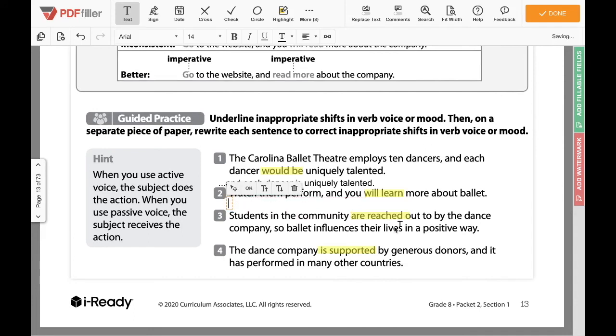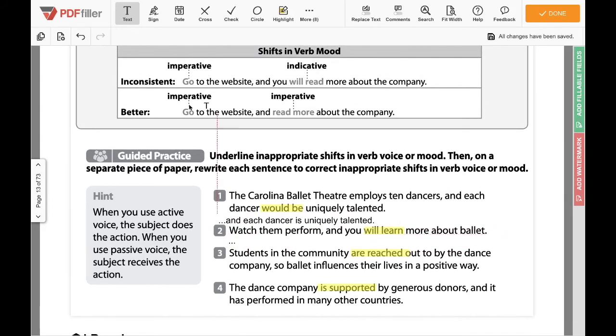So same thing with the last one. Watch them perform. We're not going to rewrite it, sorry, because that part's fine. Watch them perform, that's that imperative, which if we look at here, is commanding the reader to do something. So they're commanding you to watch them perform. We need to omit the subject, what the subject is you, so we know we don't put you here. And we take out that will, because we're just telling them to do something. We wouldn't say, will learn more about the ballet. We say, learn more about ballet.